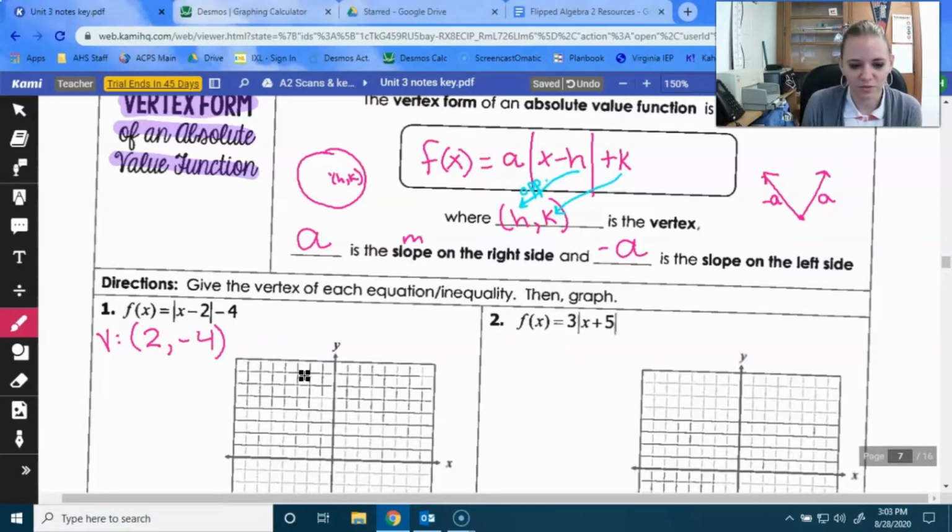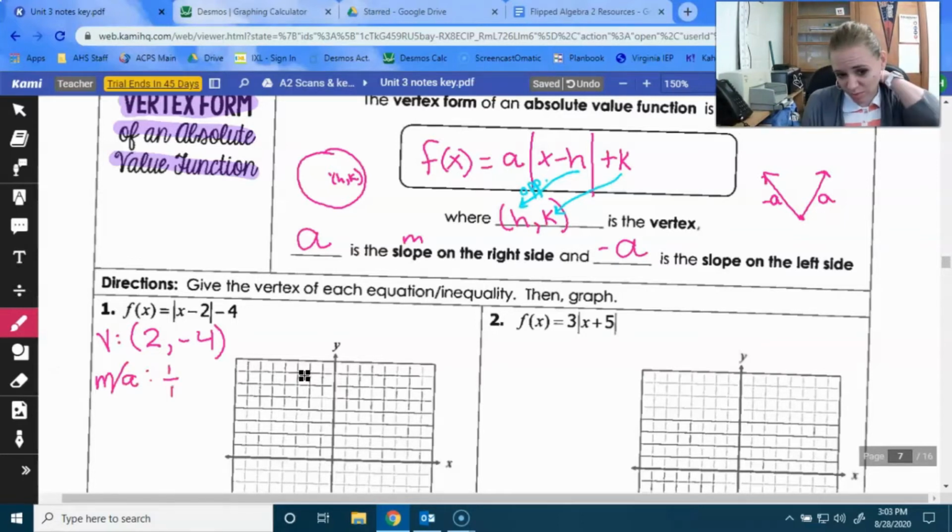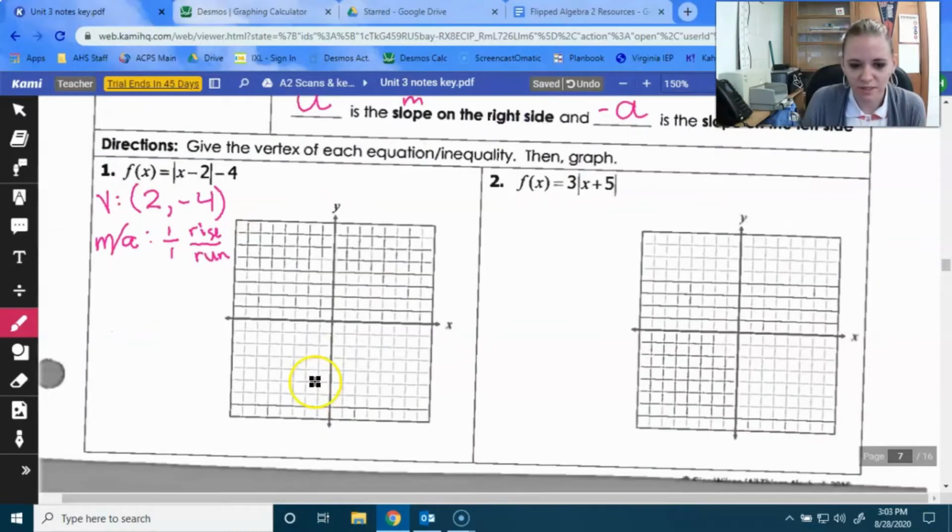Let's go ahead and also do slope. So the slope, m, or a, whatever you want to call it, is the number in front of the absolute value. In this case, it's 1 over 1. And I like to put a fraction because, remember, slope is rise over run. And if we're going to just do that on the graph paper without any assistance, it's good to just go ahead and write out what's my rise and my run.